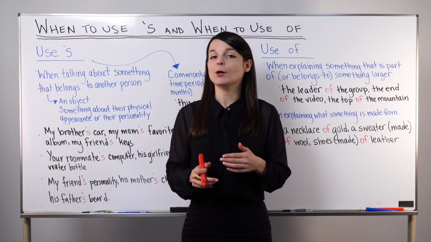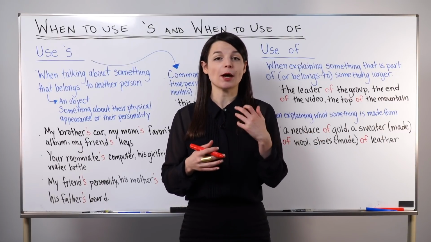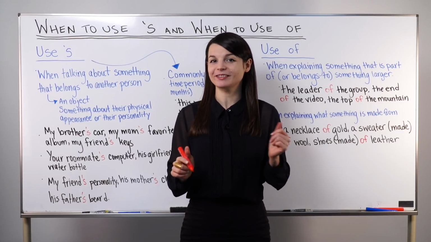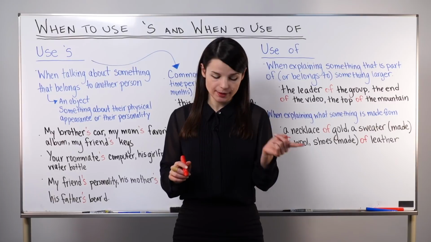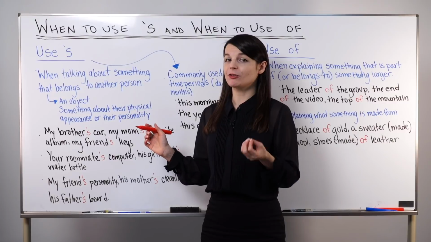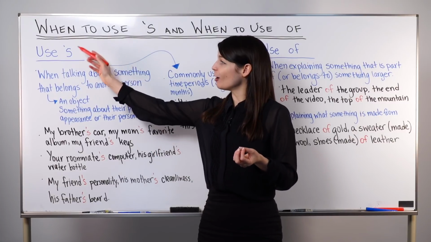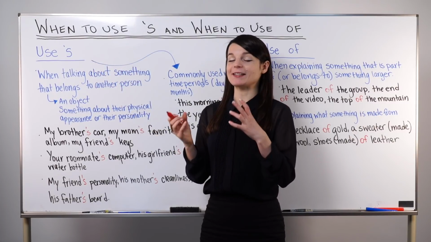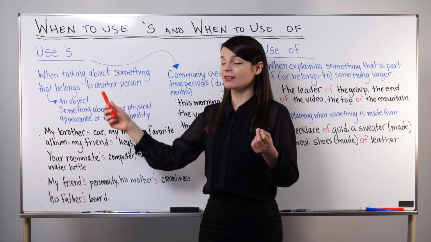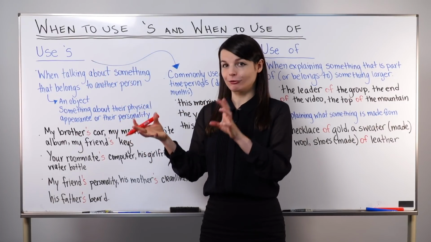In this lesson, I'm going to talk about when to use apostrophe S and when to use of. Let's get started. First, I want to talk about the situations when we use apostrophe S. We commonly refer to this as the possessive form. We attach apostrophe S to some noun or a noun phrase.